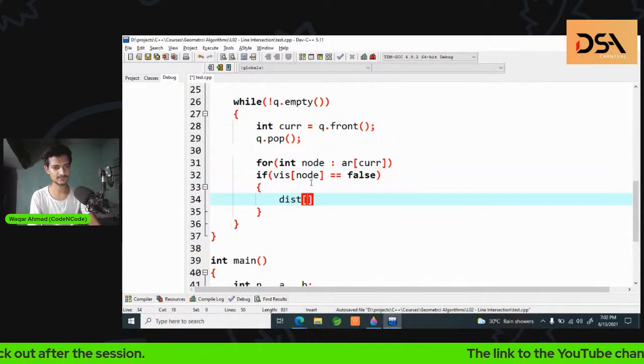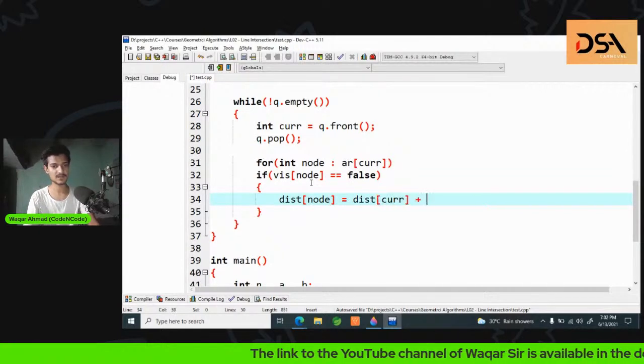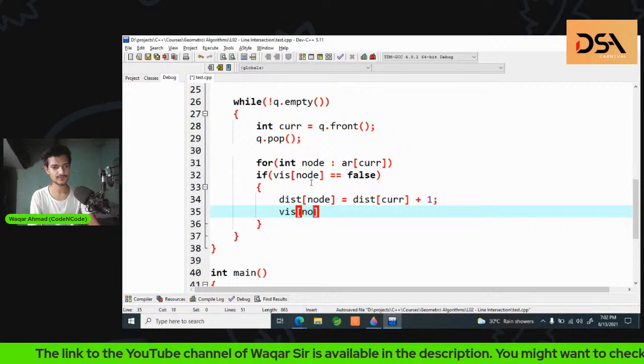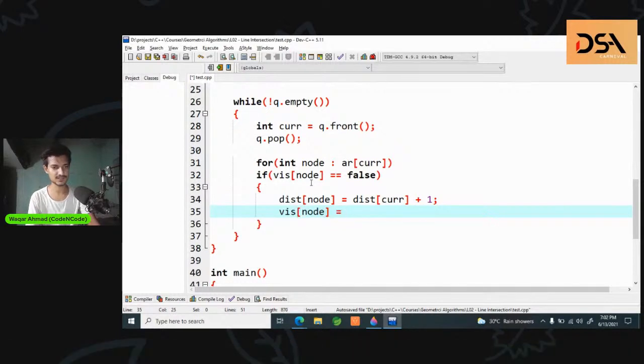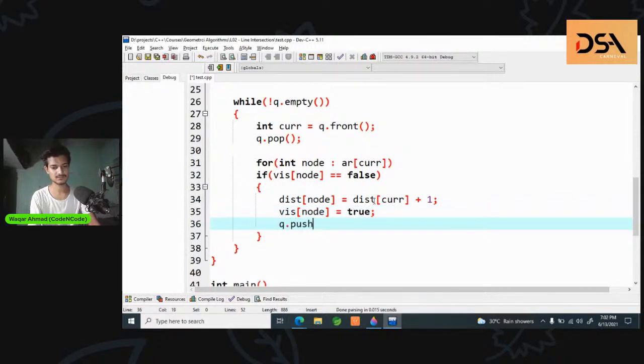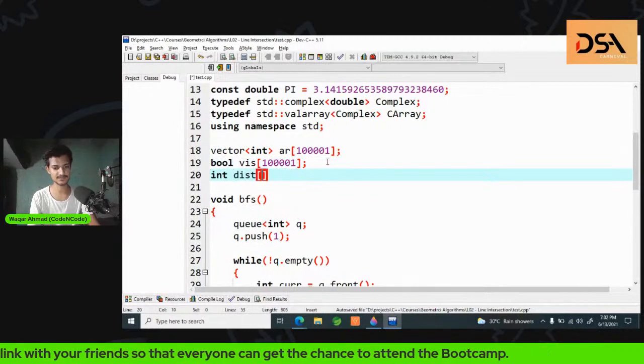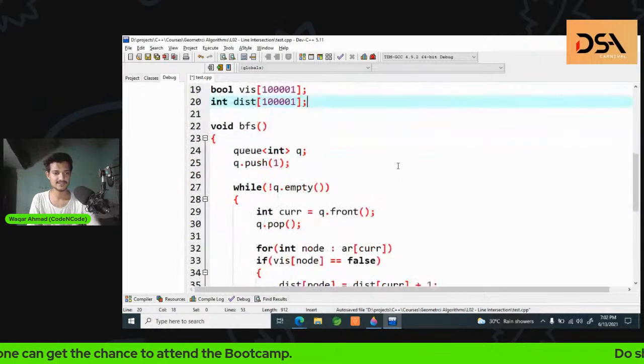Distance of node is equal to distance of current node plus one, right? And also mark the node that we just inserted in the queue as true, that this is visited, and also push this into the queue. And also we have not defined the distance array yet. So this is how your BFS works.